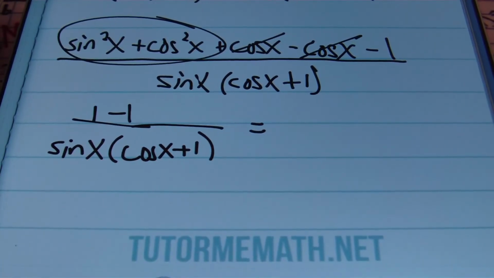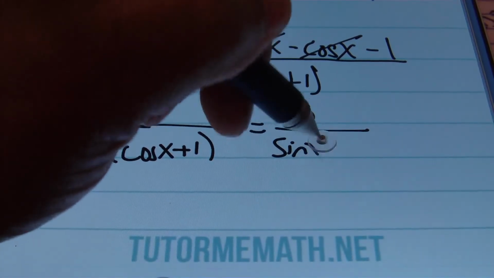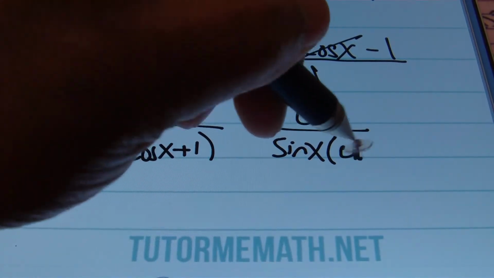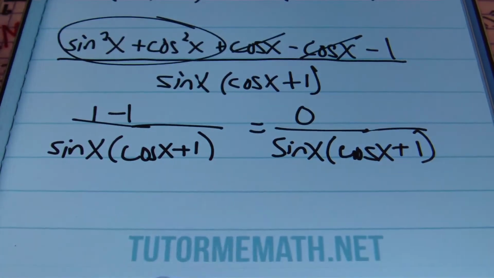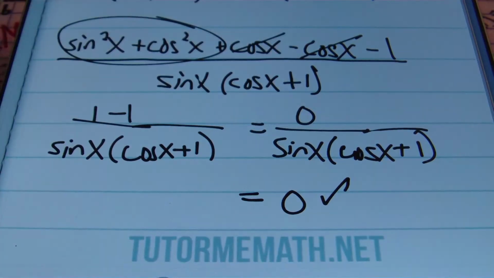So now we have 1 minus 1, that's 0. 0 over the common denominator, sine x times cosine x plus 1. There you have it. 0 over any number other than 0, ladies and gentlemen, is 0. We're done. That's right. You wanted to make the left side into the right side?